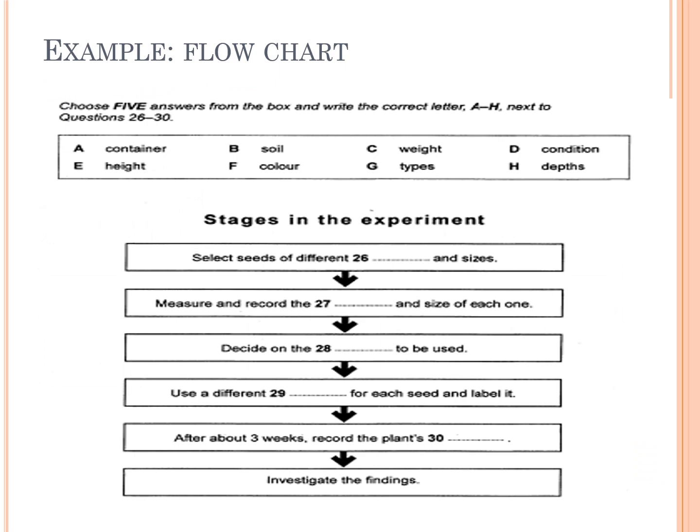So example number 2 is about the flow chart. Choose the 5 answers from the box and write the correct answer A to H next to the questions. These are the stages in the experiment. The directions are given using an arrow, and the arrows are provided at each step. So you need to focus on it, that the flowchart is in that direction.